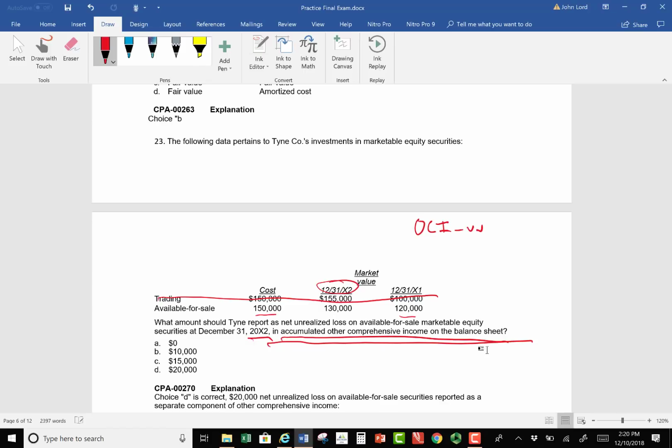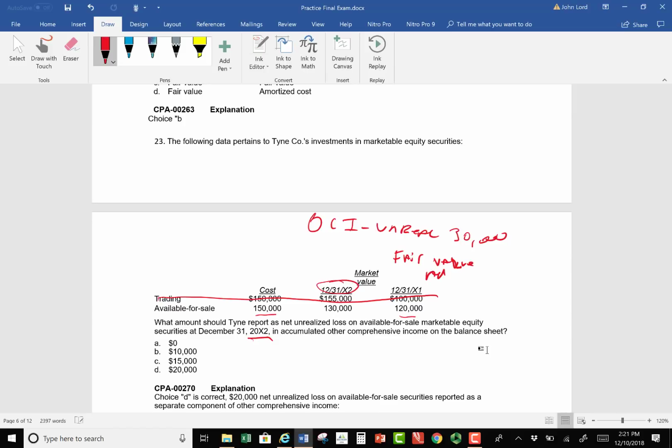So I will debit OCI, unrealized, for 30,000. I'm going to credit the what? Valuation adjustment. What do they call it? Fair value adjustment? For 30,000?